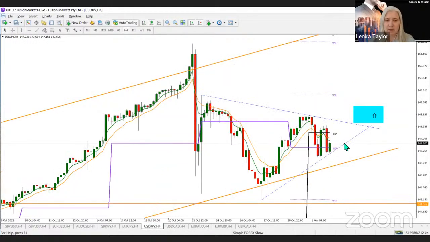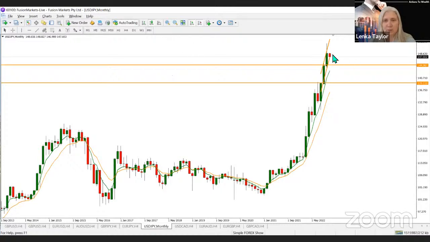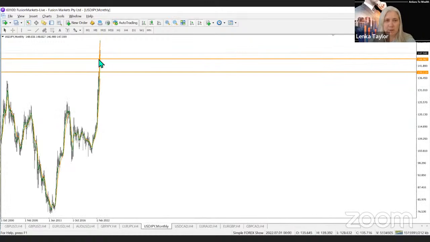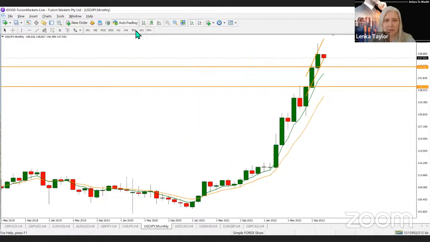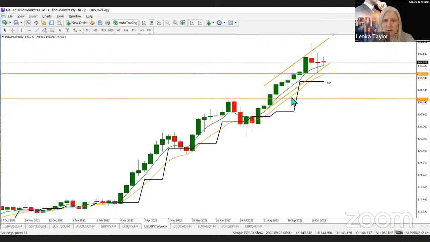Next currency pair I'm looking at is USD/JPY. And on USD/JPY, I'm also still looking at long opportunities. We've only had one close above that area. The price action is still in a weekly uptrend in that channel.